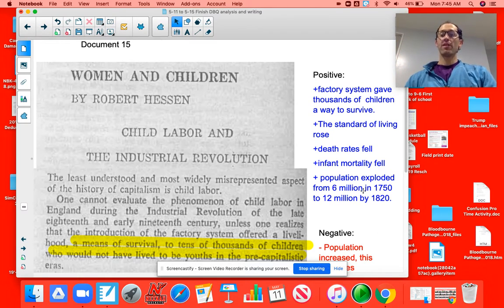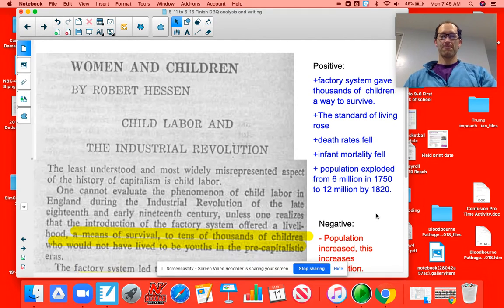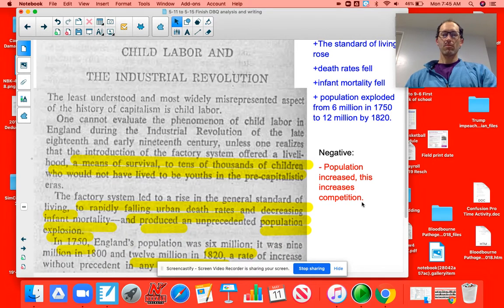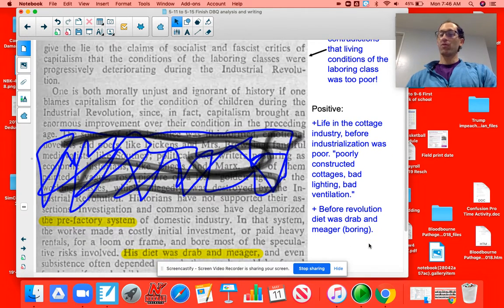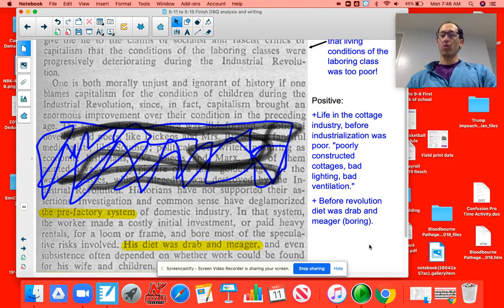Okay? We know that there was a population explosion, so people lived longer and they weren't dying. We know the negative is that when population increases, there's increased competition. That's basic resource needs. We know that life before the Industrial Revolution was what we called the cottage industry, and it was super poor because the cottages were poorly constructed, poorly lit, and badly ventilated. Before the revolution as well, there was a boring or drab or meager diet.